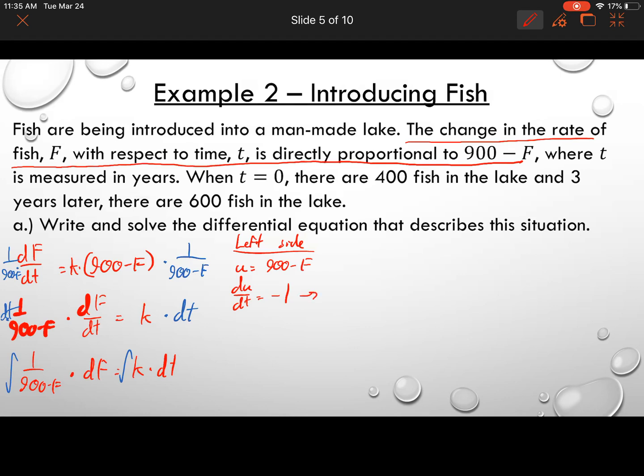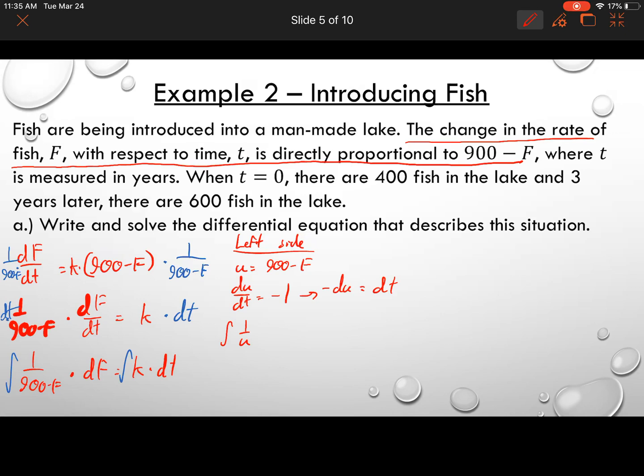So that means du, or negative du, is equal to dt. So we've got the du by itself, so negative du is equal to dt. So now we're actually going to make the substitution. So let's see, we have the integral of 1 over u.